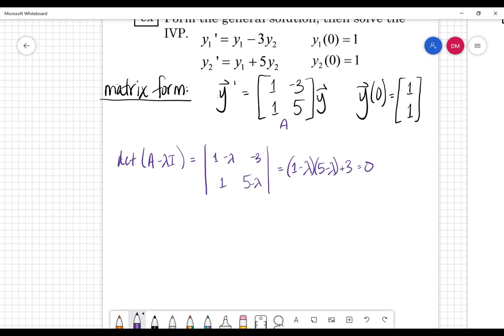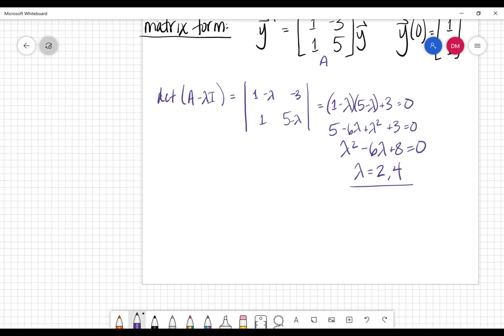So this one we will have to multiply out and see if it is factorable. So we get 5 minus 6 times lambda plus lambda squared plus 3 equals 0. So lambda squared minus 6 lambda plus 8 is factorable, and you factor it into lambda minus 2, lambda minus 4. So, shortcutting this a little bit, it looks like our eigenvalues for lambda will be equal to 2 and 4.